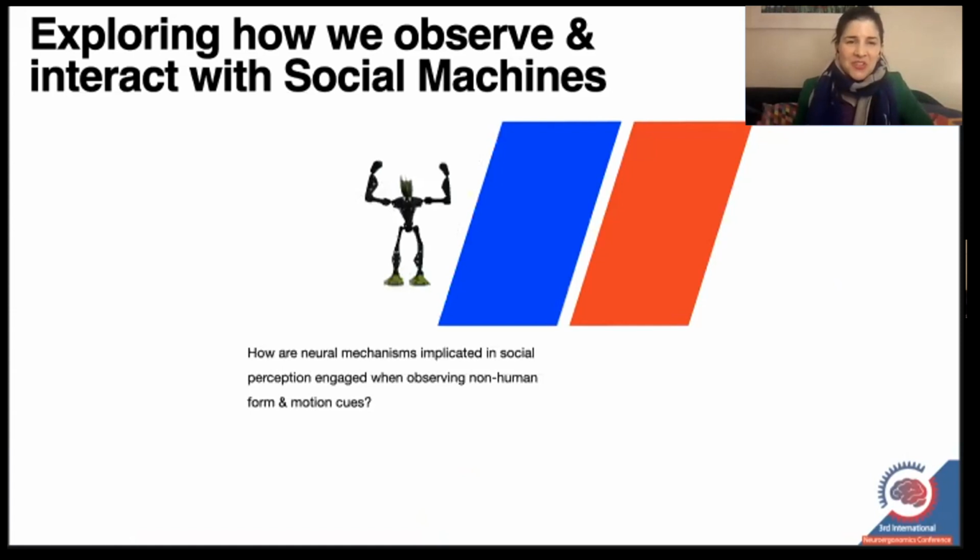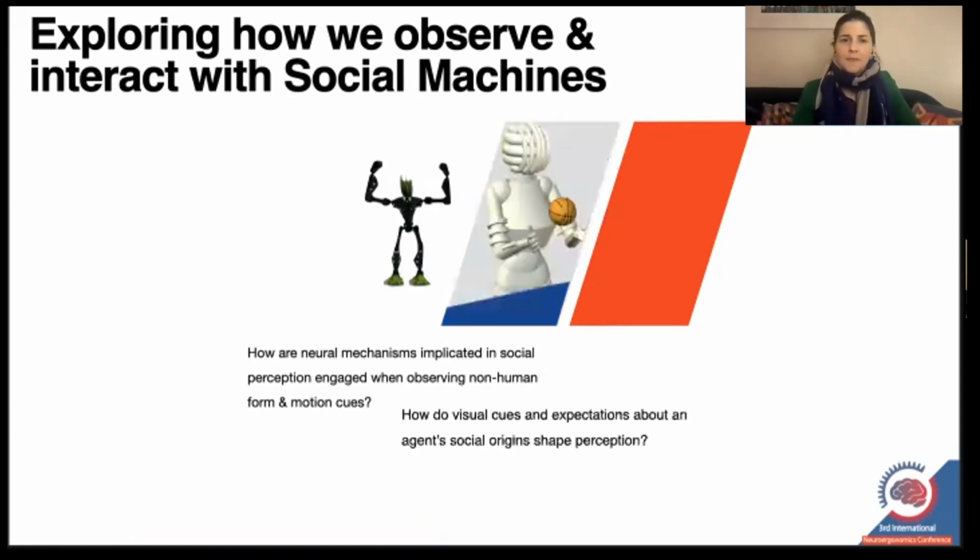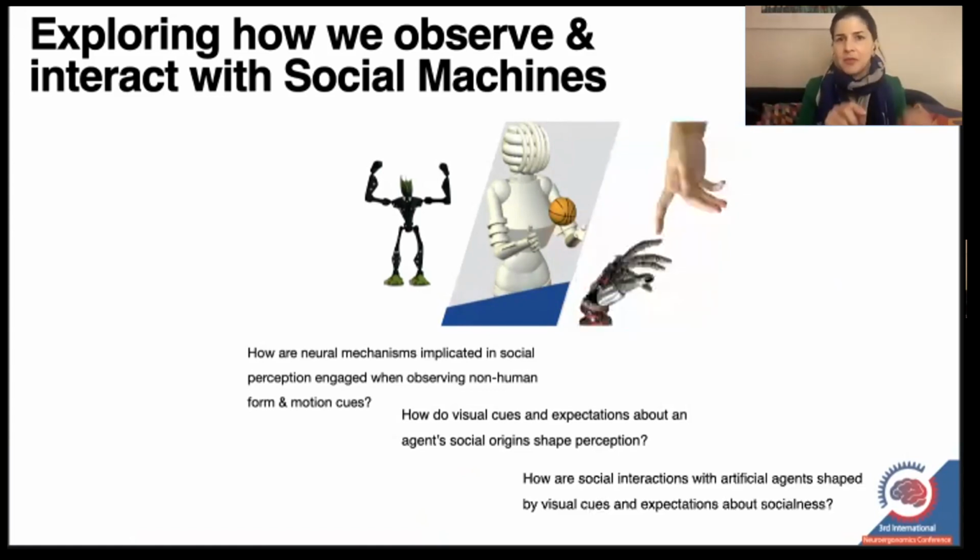One of the first questions we'll address here is how the neural mechanisms are impacted in social perception. Are the neural mechanisms that we know are engaged in social perception engaged or not when we're observing non-human form and motion cues? These are the stimulus cues. Also, we'll address how visual cues and expectations about an agent's social origins shape our perception. And finally, we'll take one tiny step towards interaction. I know we're going to be hearing some talks a little later today with far more deeply interactive studies. This one will just be the tip of the iceberg about taking us from observation to interaction.